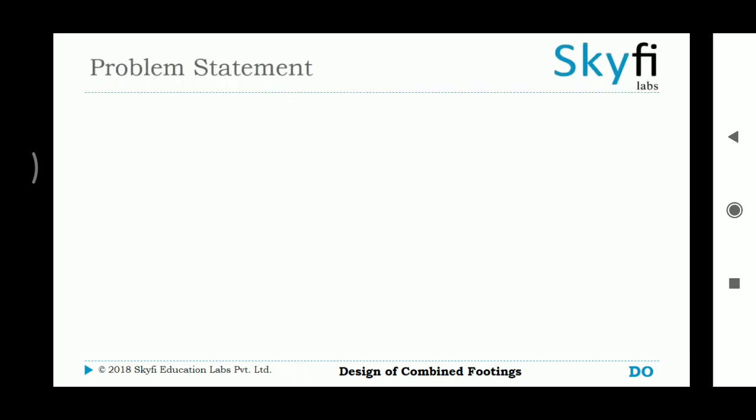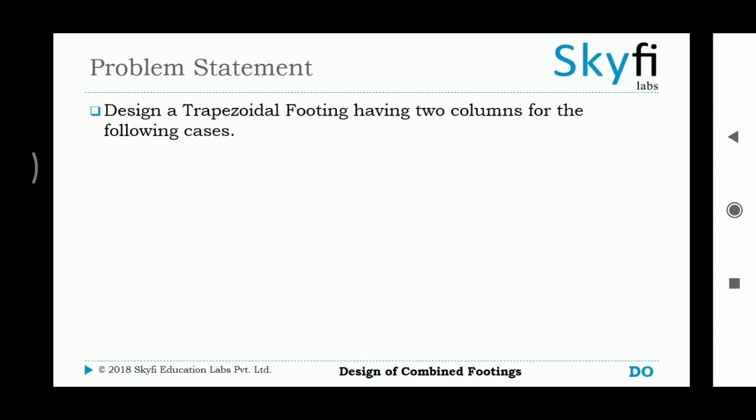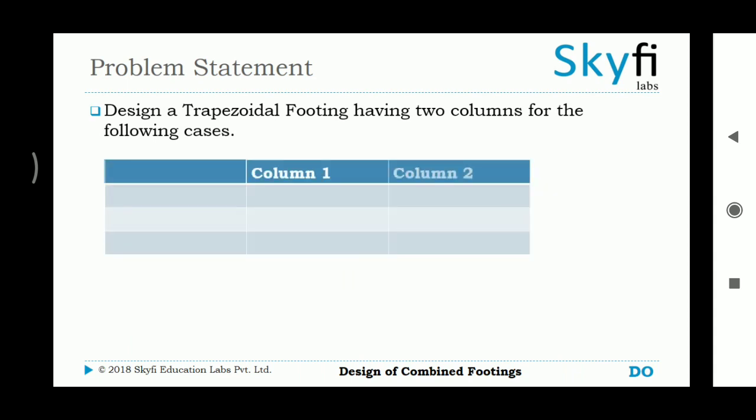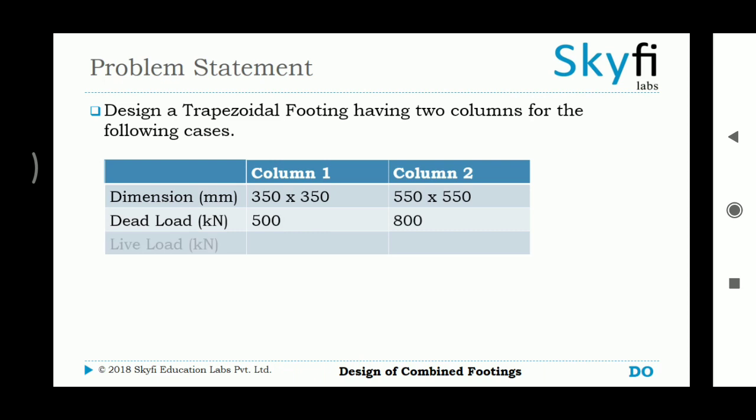This is the problem statement for design of the trapezoidal footing, having two columns. The columns are named column 1, and column 2. The dimensions of column 1 are 350 by 350 mm, and that of column 2 are 550 by 550 mm. The dead loads, acting on the footing center through the column axis, are 500 kN and 800 kN, respectively. The live loads are 250 kN and 400 kN, respectively.